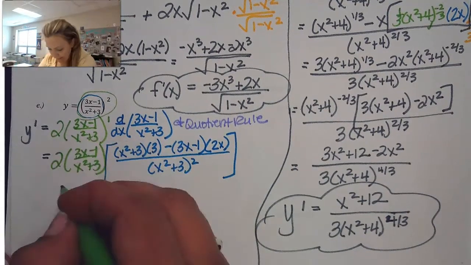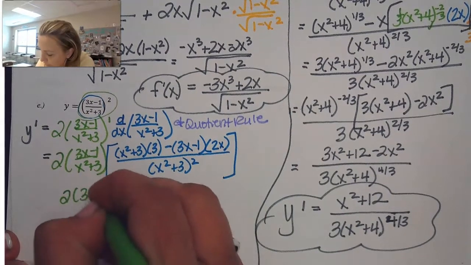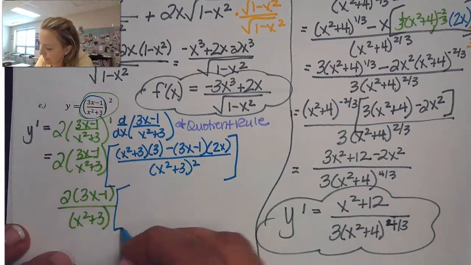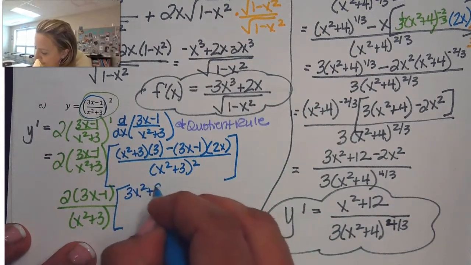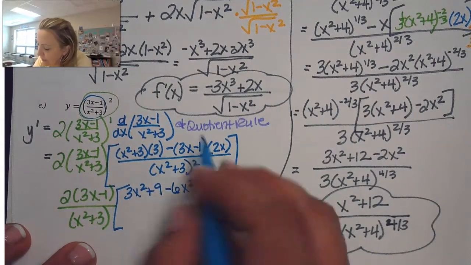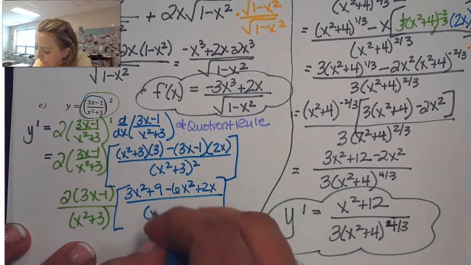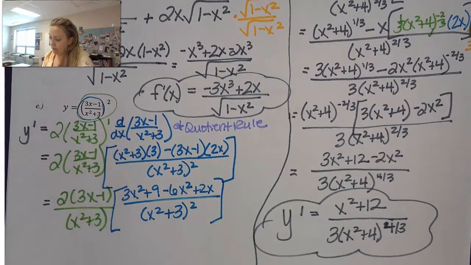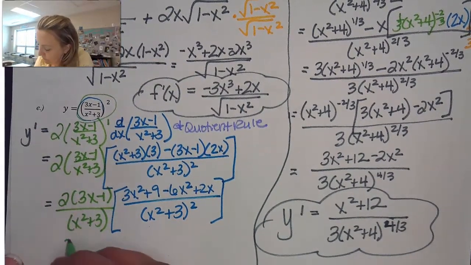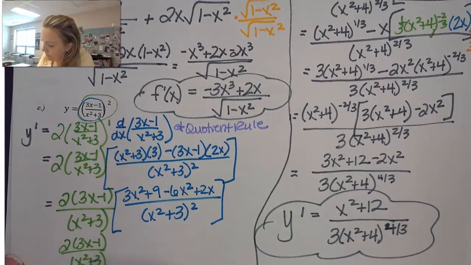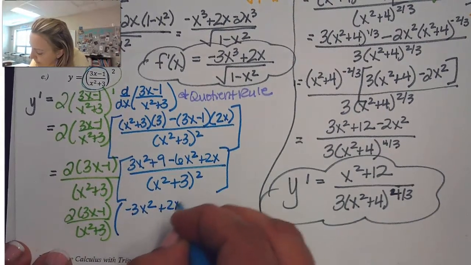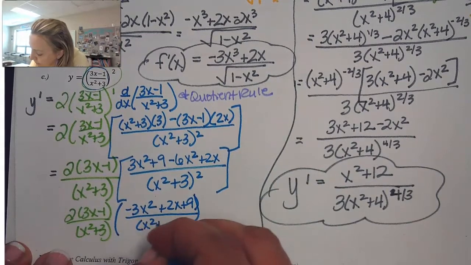So let's clean this up a little bit. This can still be considered, I guess you could write this as 2 times 3x minus 1 over x squared plus 3. Remember, 2 is not 2 over 2, it's 2 over 1. And I guess we could maybe distribute here a little bit. So that would give me 3x squared plus 9. Negative 2x times 3x is negative 6x squared. 1 times 2x is 2x, all over x squared plus 3 squared. And if I combine like terms here, I end up with negative 3x squared plus 2x plus 9 over x squared plus 3 squared.